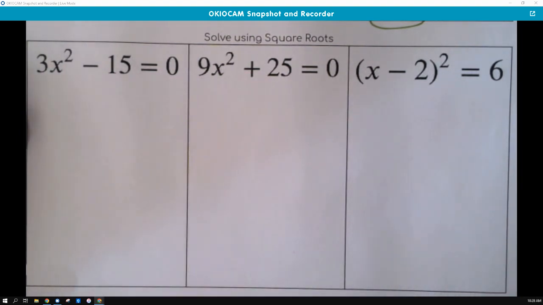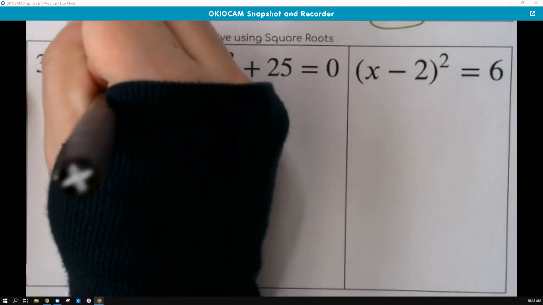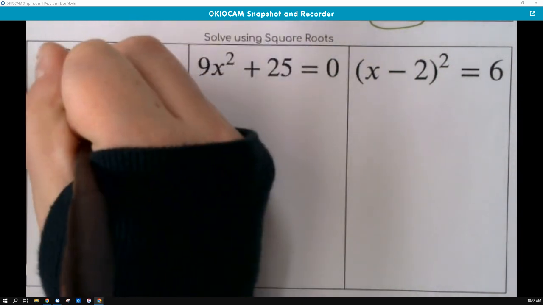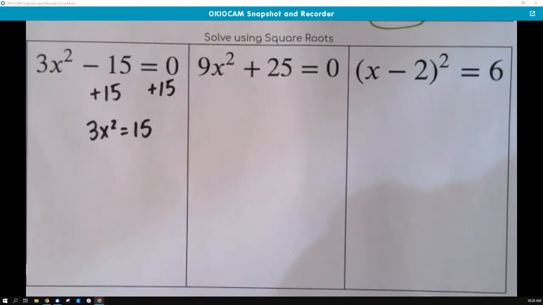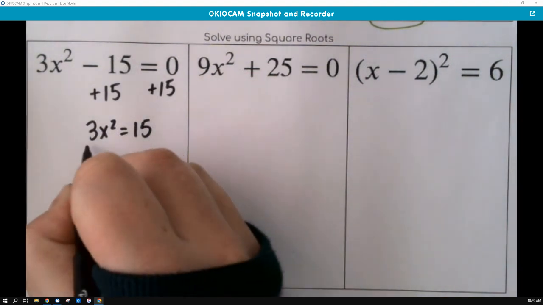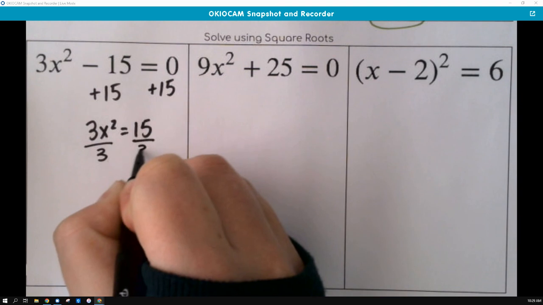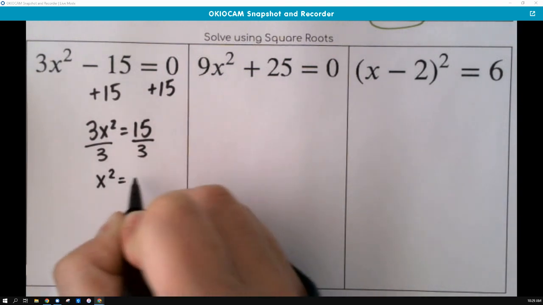So the first thing that we need to do is add 15 to both sides. We get 3x squared equals 15. Then we will divide both sides by 3. We get x squared equals 5.